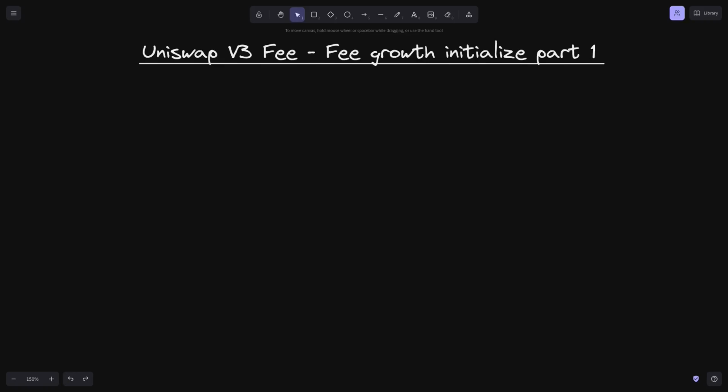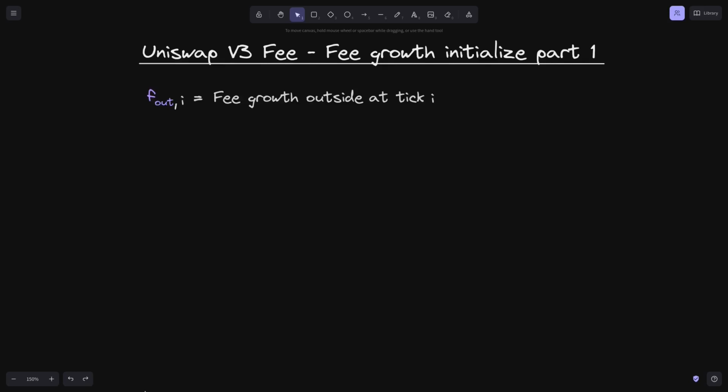To correctly calculate fee growth inside a position, we'll need to consider three cases. Both the lower tick and the upper tick are not initialized, one of the ticks is initialized, or both of the ticks are initialized. In this video, we'll calculate fee growth inside when both of the ticks are not initialized. Let's first review what we found out so far.